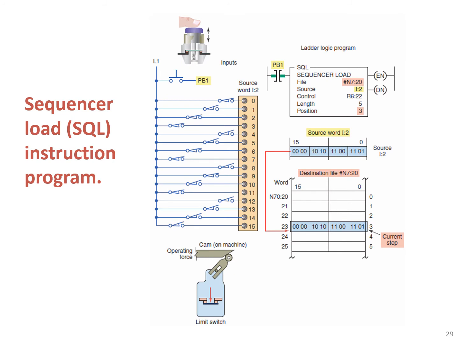Sequencer load SQL instruction program. So here we are using SQL, and the inputs are basically these 16 switches here. At this step, we have this specific combination: the first four are zeros, the fifth one is 1, the sixth is 0, and so on and so forth to the end. So we have this specific binary combination for the switches.